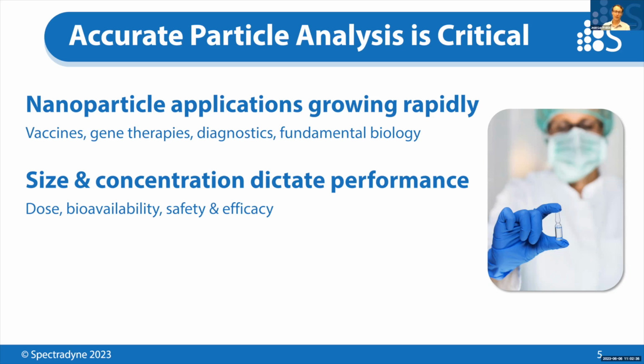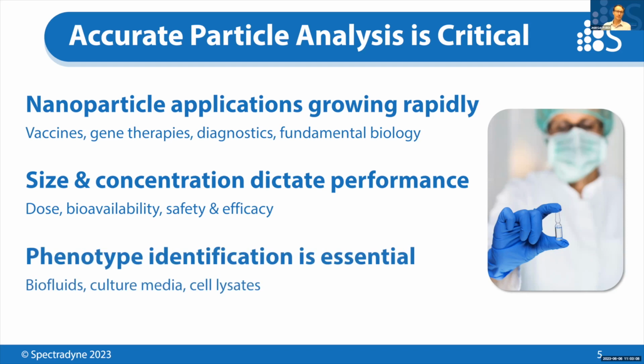So, for example, the size and concentration of the particles in the sample really determine the amount of material, the amount of drug in the sample, and that's the dose directly, right? The size of the particles also impacts the diffusion very strongly in a recipient of a therapeutic, and so that's the bioavailability of the drug. And ultimately, these add up to impacting the safety and efficacy of the therapeutic also.